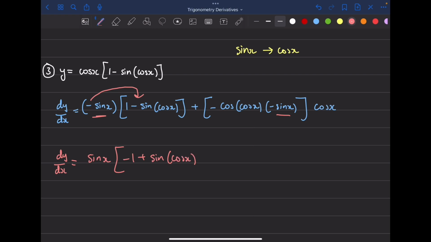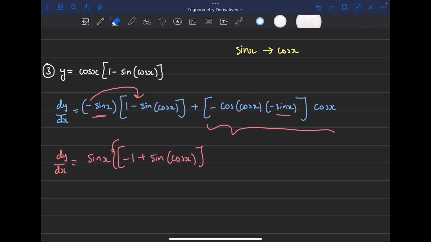So I'm going to put a small bracket here because I'm actually going to change these brackets. This is going to be curly, this is going to be square. And then after that, so I factored it out from this bracket. Now I have to factor out the sine x from this bracket as well. I'm going to do this in yellow.